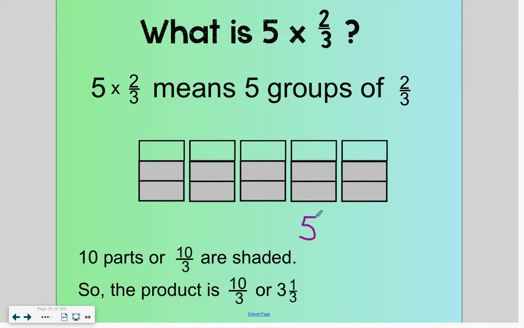If we multiply 5 times 2/3, what ends up happening is we multiply our whole number by our numerator, and we keep our denominator the same. We're still talking about thirds, which is why that denominator stays the same. Then we can divide. Fractions are division. We can ask ourselves, 3 goes into 10, how many times without going over? Well, 3 goes into 10 3 times, because 3 times 3 is 9, and we would need one more piece to make it 10.